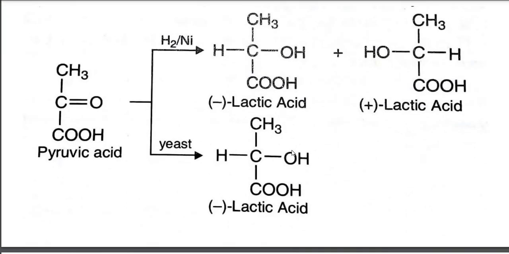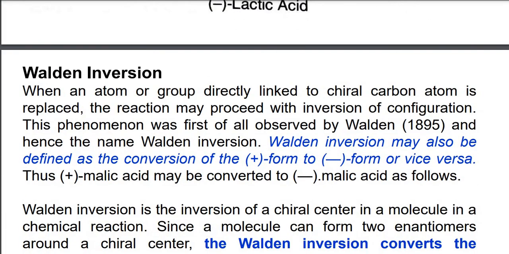So you can see the pyruvic acid has the nickel and H2 hydrogenation. You will get the minus lactic acid and plus lactic acid, and this is the minus lactic acid in presence of yeast. So we have the two pathways, the chemical and the biological process like yeast.